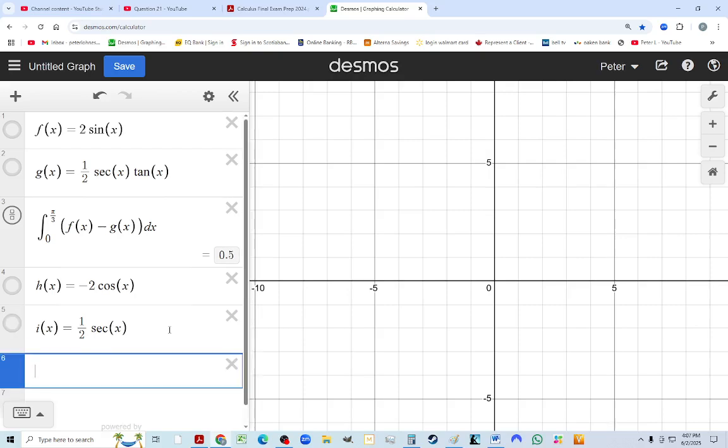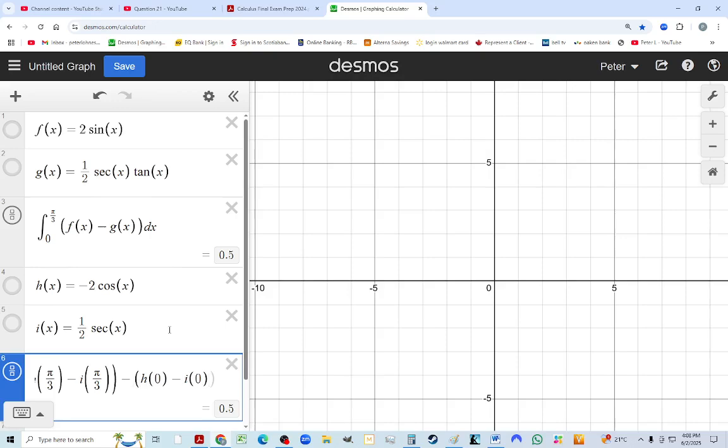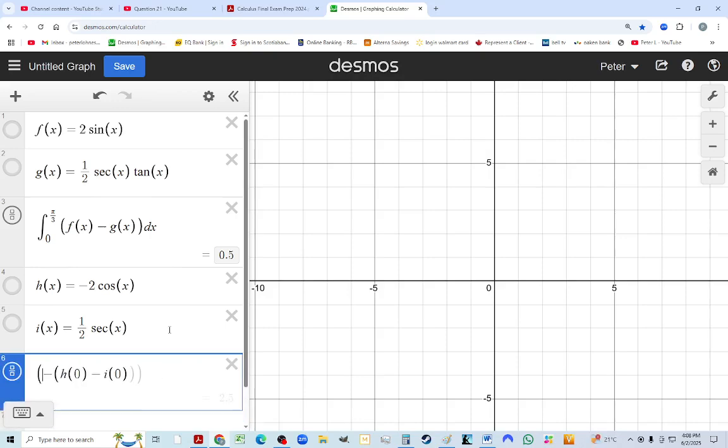So you have to do h of pi over 3 minus i of pi over 3, minus h of 0 minus i of 0. And the total is 0.5. And you can see the right is indeed 2.5. Well, the minus of the right would indeed be 2.5. There you go. So therefore, it's good.